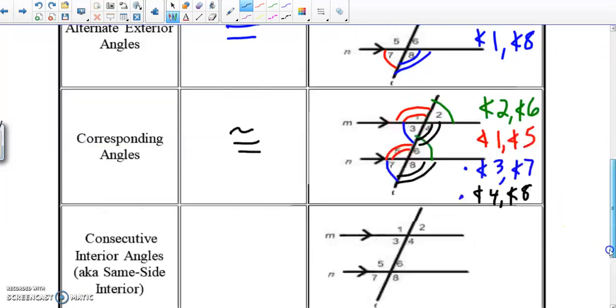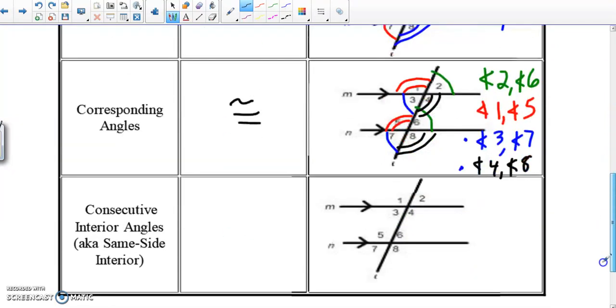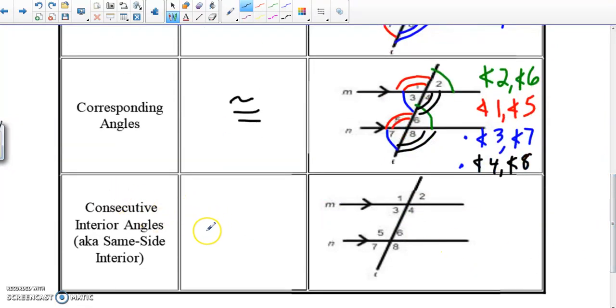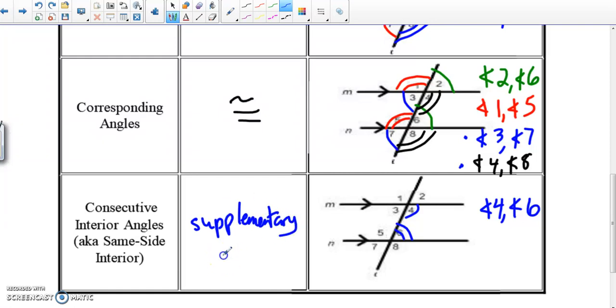Now basically everything else, if they're none of these relationships, then they're going to be supplementary. Consecutive interior or same side interior is one more special relationship. Same side interior angles would be like angle 4 and angle 6, or angle 3 and angle 5. Those angles are supplementary, so they equal 180. I wouldn't worry about that vocabulary so much, but the big thing is to identify what angles are congruent and what angles are supplementary.